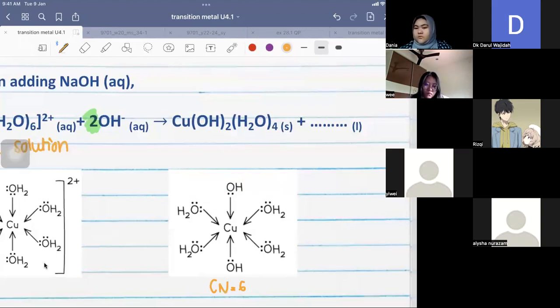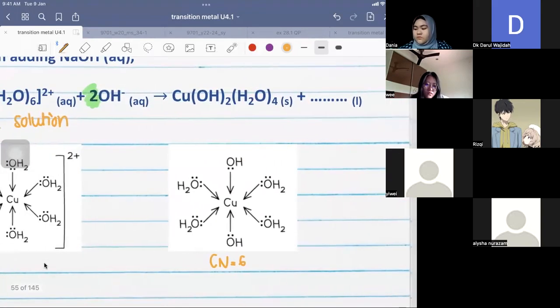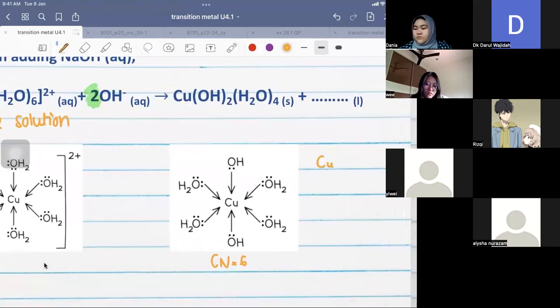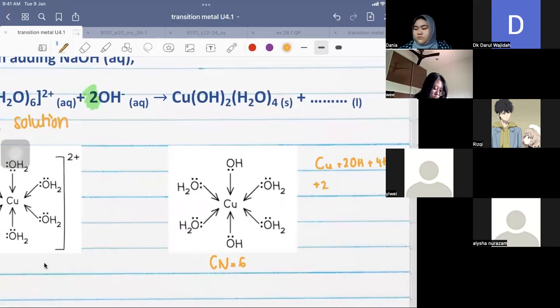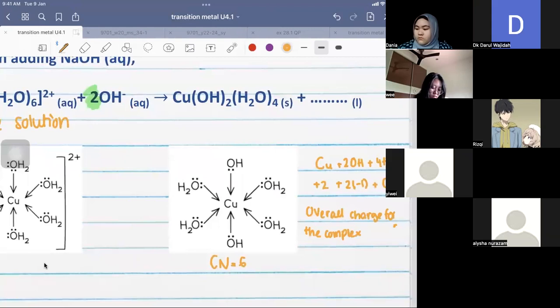You notice that this is a solid, and it also doesn't have an overall charge. It's neutral. How do we work that out? Because copper plus 2OH plus 4H2O, we want to know the overall complex ion. Copper is plus 2, hydroxide is minus 1, and there are 2 of them. H2O is 0. So 2 minus 2, overall charge for the complex is 0.